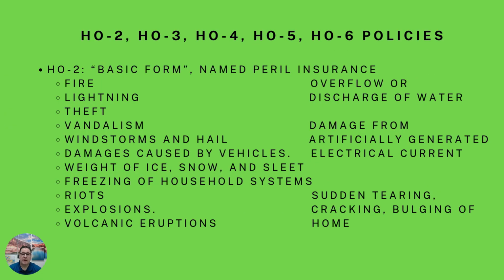There are several different types of policies: HO2, 3, 4, 5, and 6. HO2 is known as basic form, and everything you see on the screen here is what they cover. If it's not listed on the policy, it is not covered. And keep in mind, when it comes to homeowners insurance, flood insurance is never covered. That's a separate policy that has to be purchased.